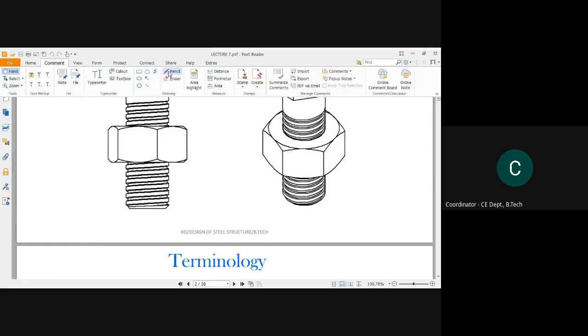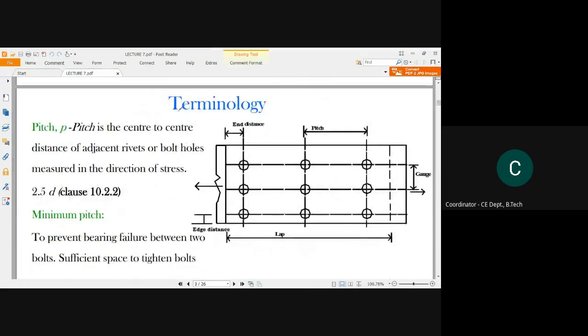Okay, so let us get aware of some terminologies like pitch. So what is pitch? Pitch is also designated as P. Pitch is the center to center distance of adjacent rivets or bolt holes measured in the direction of stress. And this is given in clause 10.2.2 in IS 800 2007.